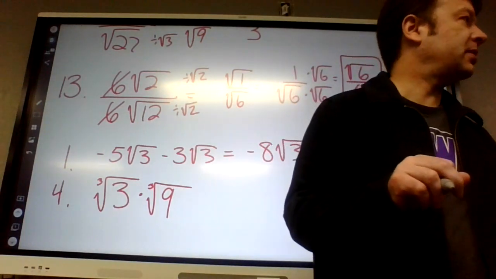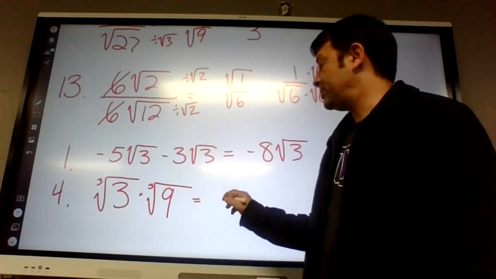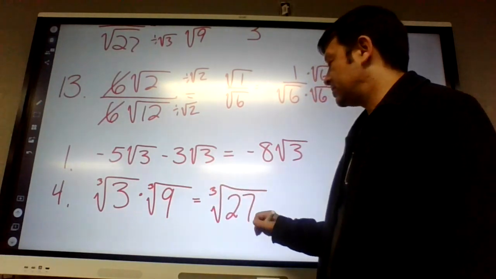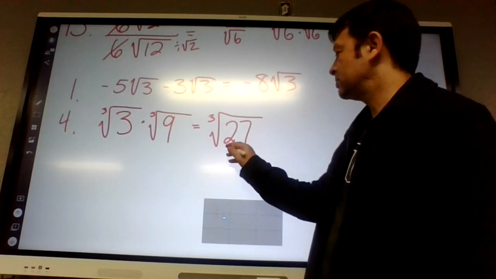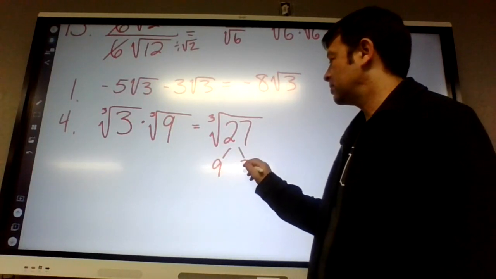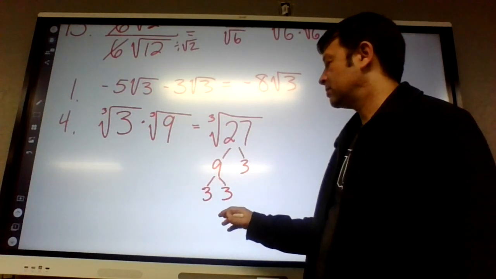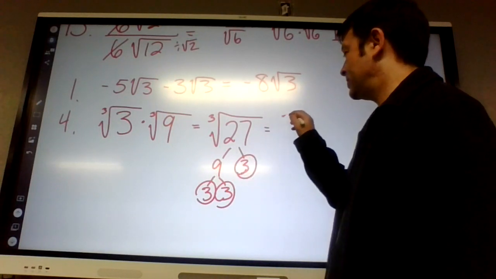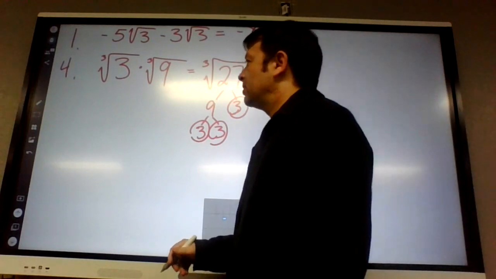I think I need to make another copy. So that would be cube root of 27. Does 27 have a cube root? It's got 3. It does. 1, 2, 3. Yeah, cube root of 27 is 3. Good job, Paxton. You're so smart.